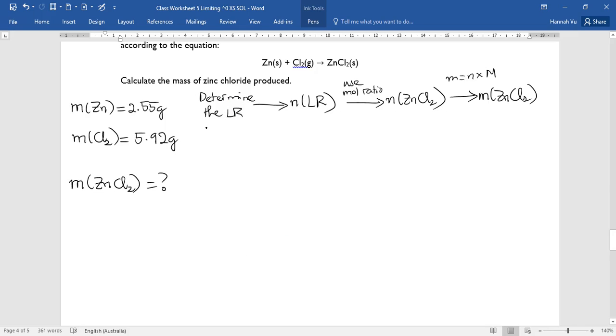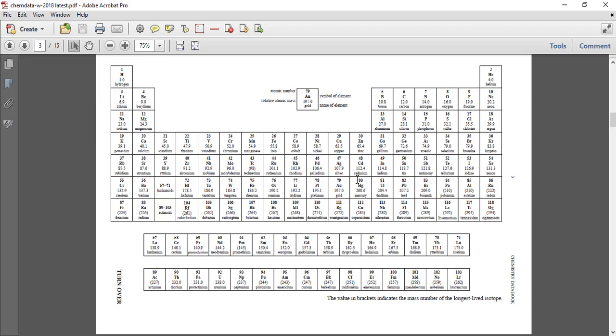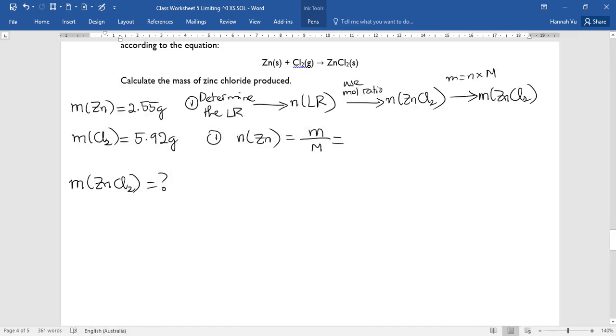So step 1, determine the limiting reagent. I'm going to start by finding the number of mole of zinc, which is just mass of zinc over molar mass of zinc. No idea what the molar mass of zinc is. Is it like 54, 60, 65.4? All right, not close at all. 2.55 over 65.4. Like seriously, I have short-term memory loss.